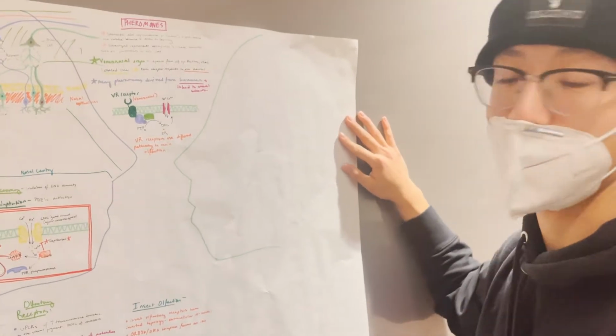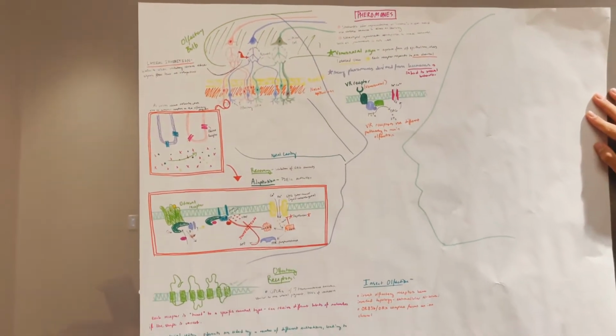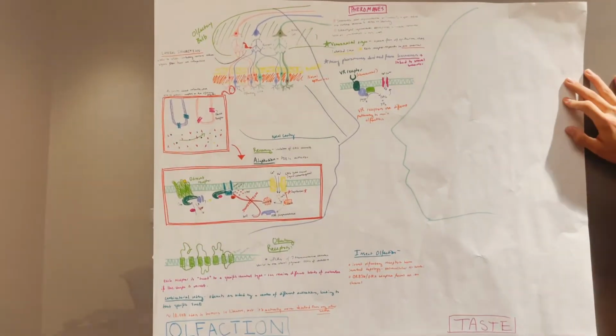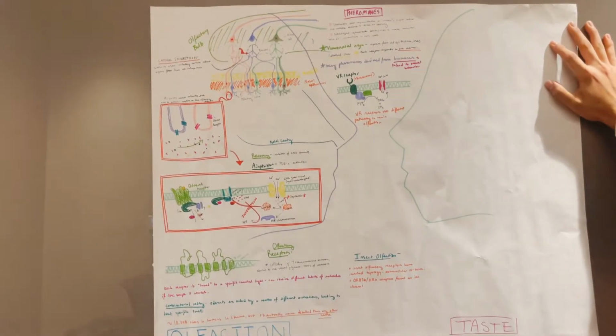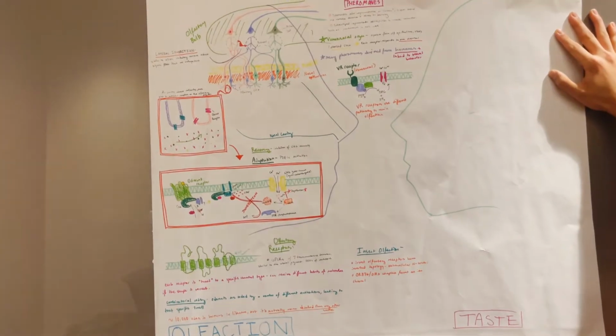Today we're going to be talking about olfaction, which is basically how we perceive scent and smell. And I know that based on this diagram, there's a lot going on. It looks very convoluted, but it's actually more simple than you think, if you guys would just bear with me.